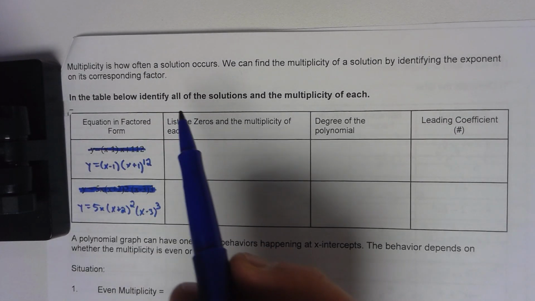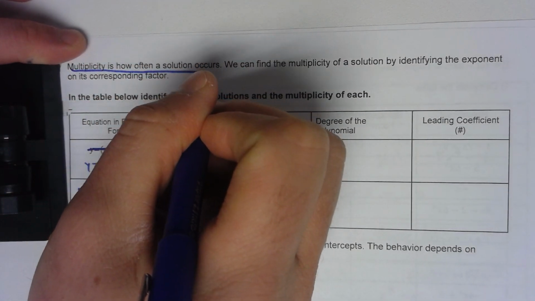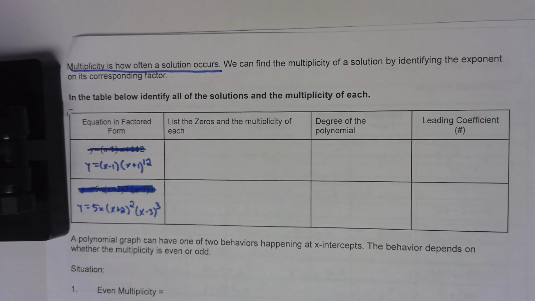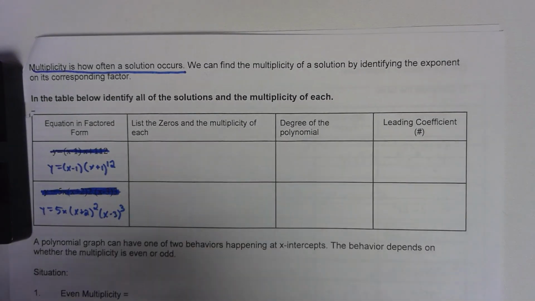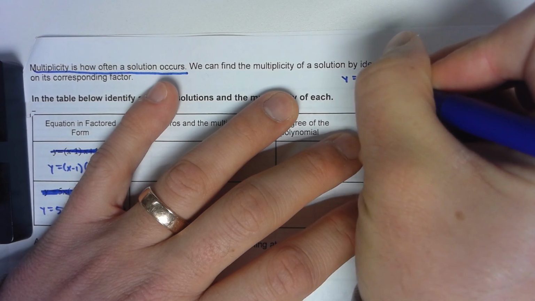So multiplicity, the definition, which we defined on the front page as well, is just how often a solution occurs. Well, you might be like, how can a solution show up more than once? Okay, what does that even mean? Okay, so here's how I introduce this. I start with, again, something we know really well. Okay, we know x squared really well.